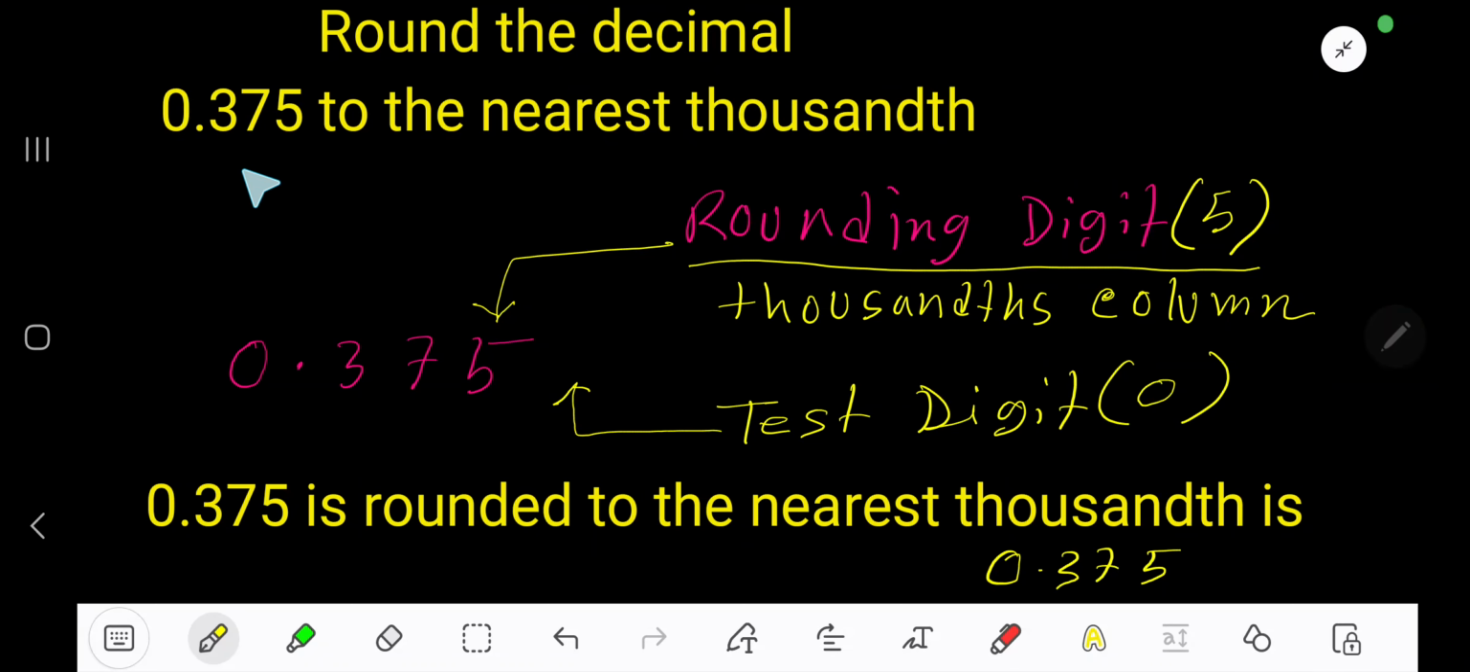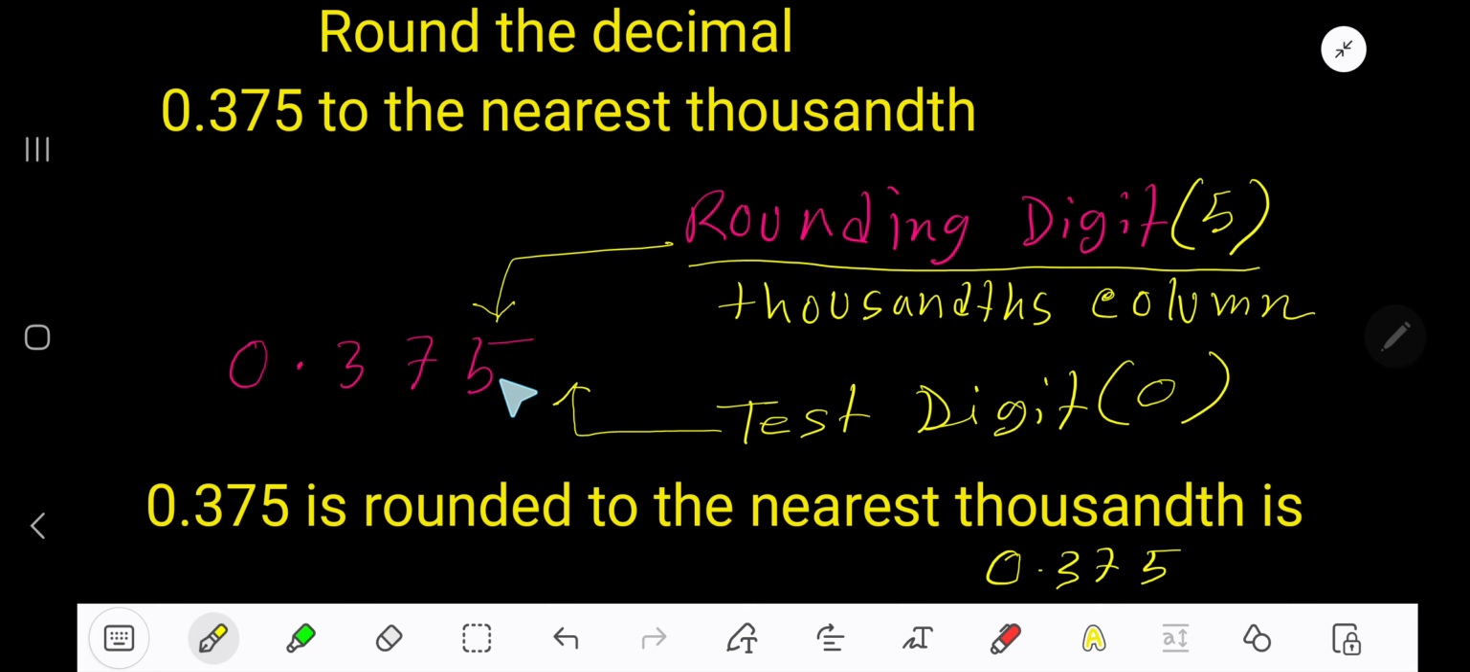the decimal 0.375 to the nearest thousand. Look, this column is called the 10th column. This is 100th, this is 1000. So this decimal number is already rounded to the nearest thousandths. We have nothing to do.